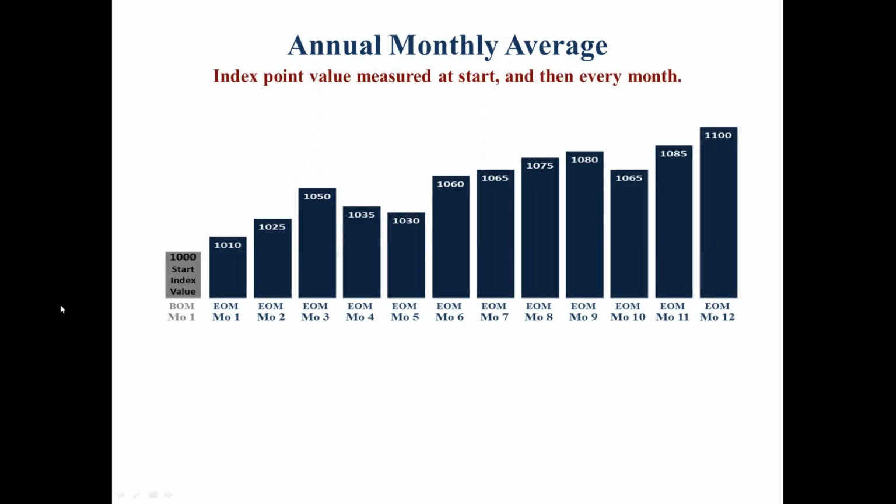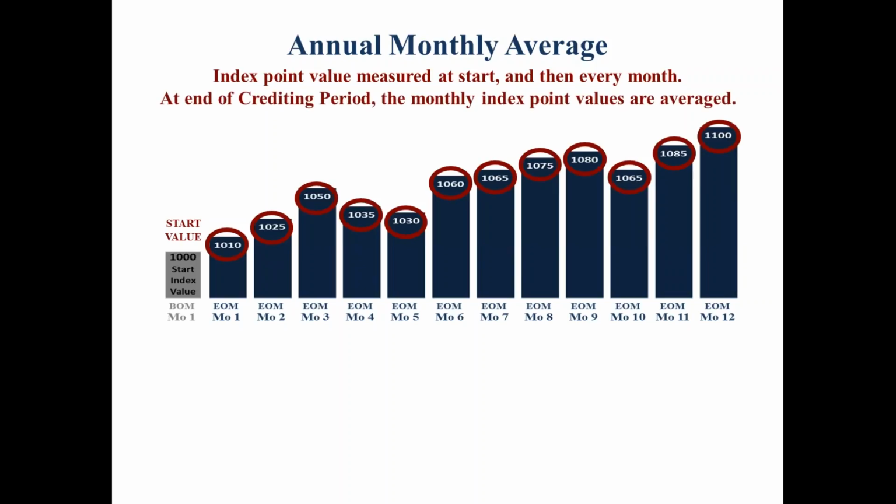hypothetical index. Now with the monthly average, we're going to do more measurements throughout the course of the contract year. We're going to go ahead and measure that point value at the start, just like always. But then we're going to look at the index value every month. So here's our start value. Again, it's still 1,000. But now as we go through the course of the year, we're going to record what the index point value is every single month of that year. So we'll have 12 of those. Okay? Whereas remember before, with the straight annual point-to-point, we don't care what happens in the middle, right? Now we care what happens in the middle. And then we're going to average those, okay, at the end.